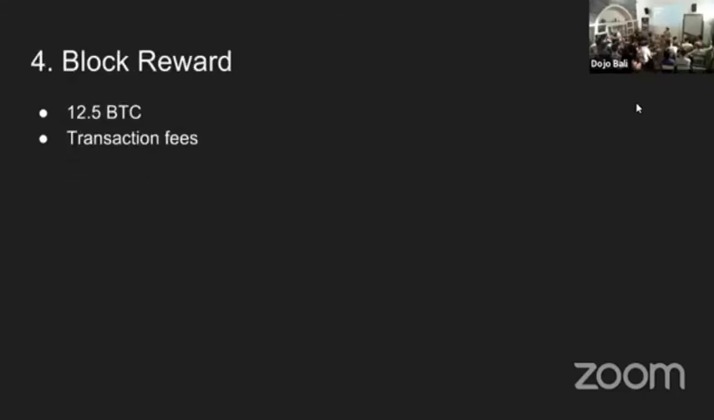So it's an awful lot of work for a miner. He has to do hundreds of millions, if not trillions, quadrillions of calculations to try and find that magic number. What do they get out of it? So at present, whenever you successfully mine a block and it gets verified by the network, you get 12.5 Bitcoin.